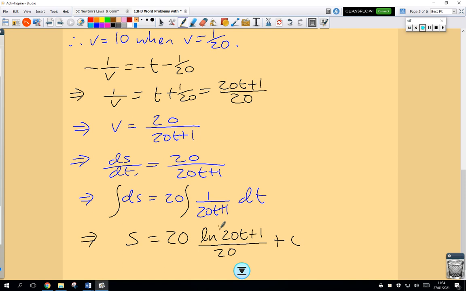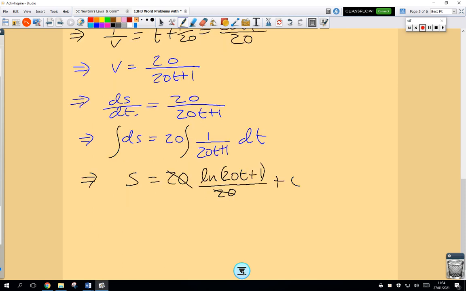Notice the absolute value brackets here. Time is always positive, so 20 times time is always positive. 20 times time plus 1 is always positive. So actually I don't need to worry about absolute value brackets. The other thing here is the 20s are cancelling, so we get s is equal to the natural log of 20t plus 1 plus c.